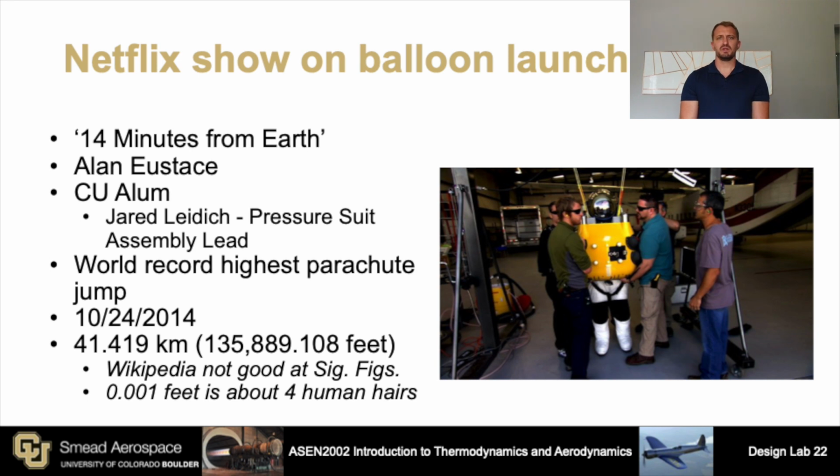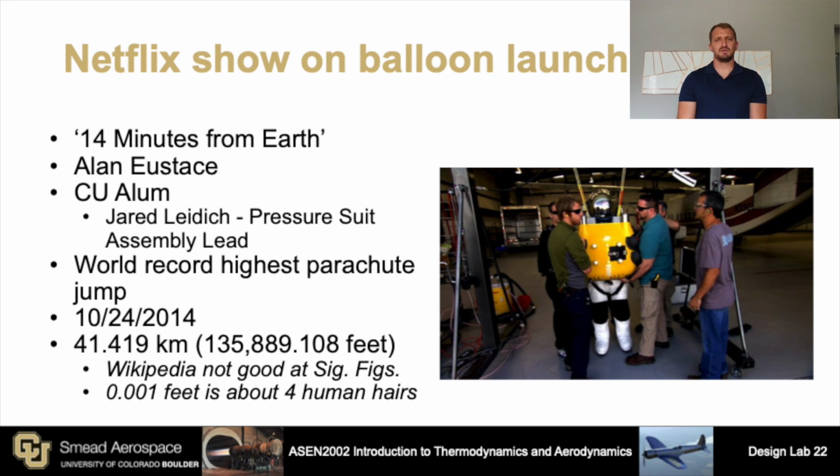Wikipedia states that the jump's altitude was 135,889.108 feet. Now, Wikipedia apparently isn't very good at significant figures. You're going to be exposed to this concept of significant figures and the meaning that numbers have later on throughout the semester. 0.001 feet is about the width of 4 human hairs.